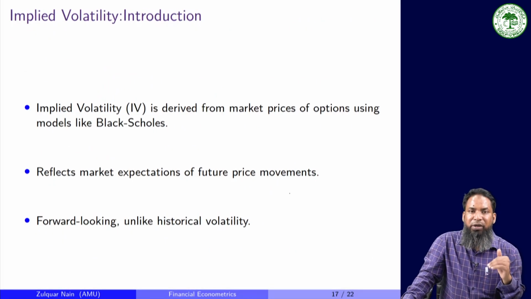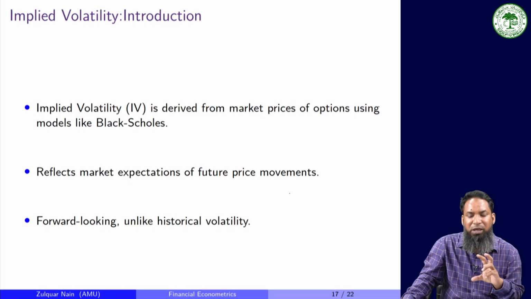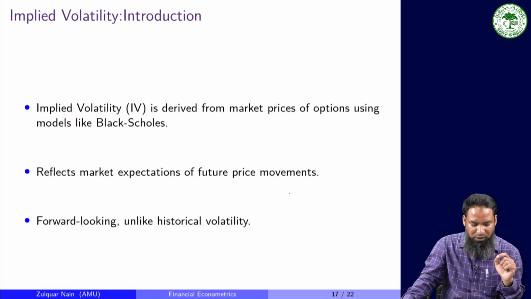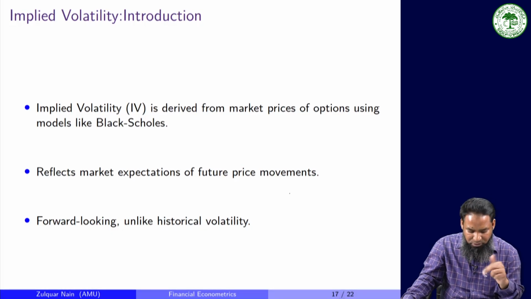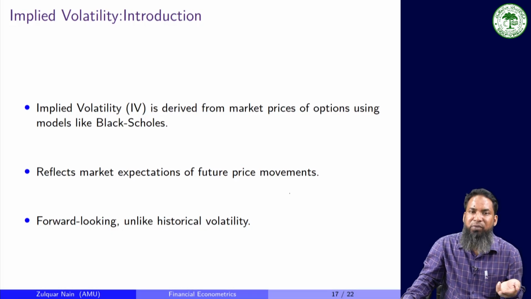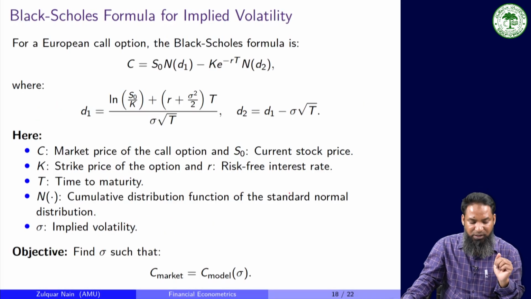Then another model we have is implied volatility. Basically, implied volatility is derived from the market prices of options using a certain pricing formula, for example Black-Scholes. This reflects the market expectation of future price movement, unlike the historical volatility, which is backward looking. So implied volatility is forward looking, whereas historical volatility is backward looking.